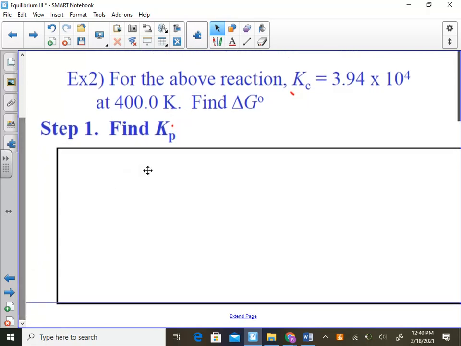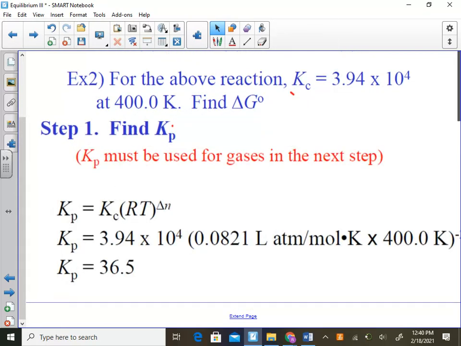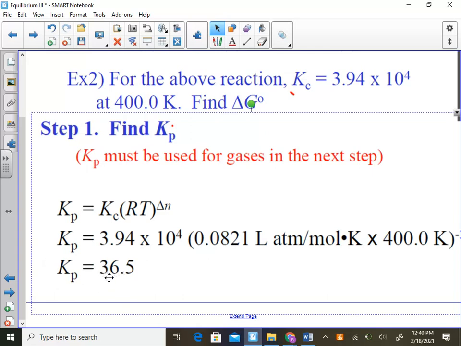And so in step one, instead of finding Kp, we're just going to write down the answer to use it in the next step. And so if we look at this equation, I told you we're not going to be doing this unless delta N is 0, and this all becomes 1, and Kp equals Kc. But in this problem, it's not, so just go ahead and write down Kp equals 36.5, and then we'll use that in the next step.